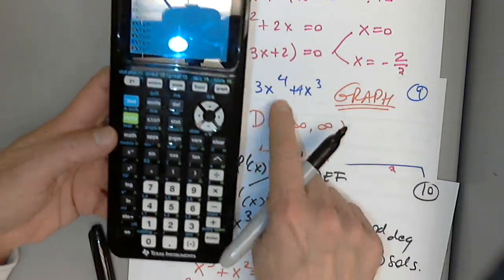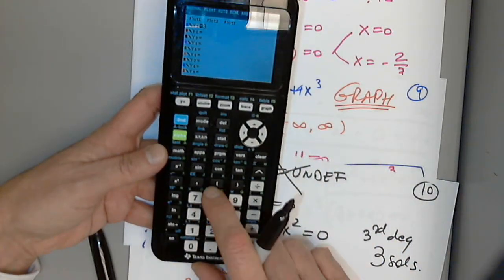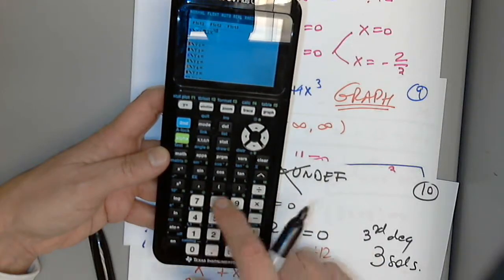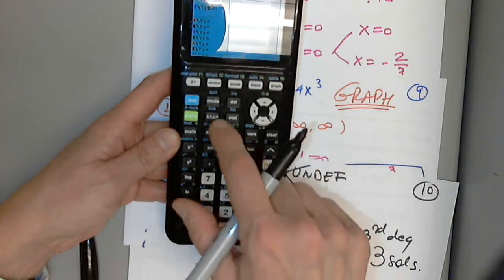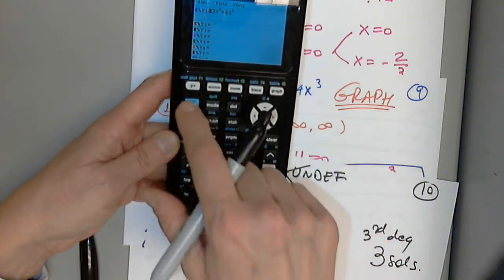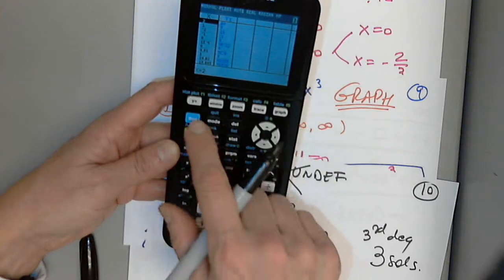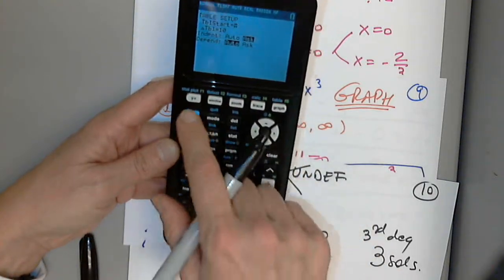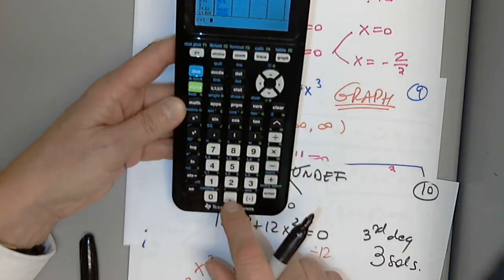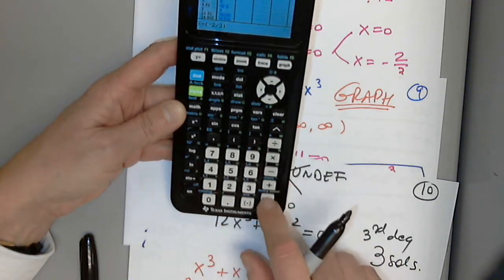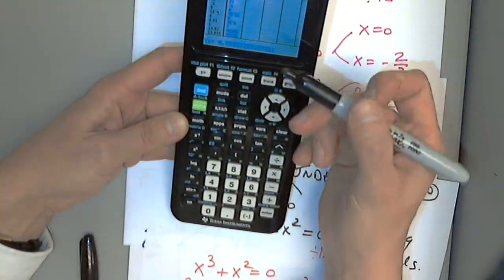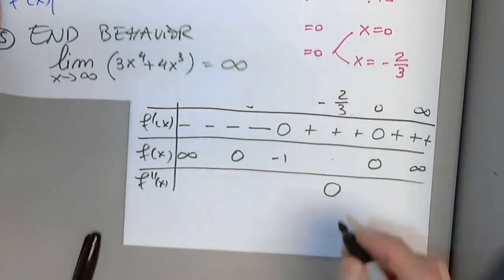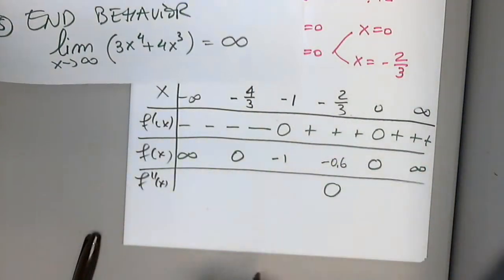So I put the function in: 3x to the 4th, plus 4x cubed. And then I need to plug in negative 2/3, in parentheses, negative 2 divided by 3. Okay, so let's see what we get. I got negative 0.6. Wonderful. So negative 0.6.